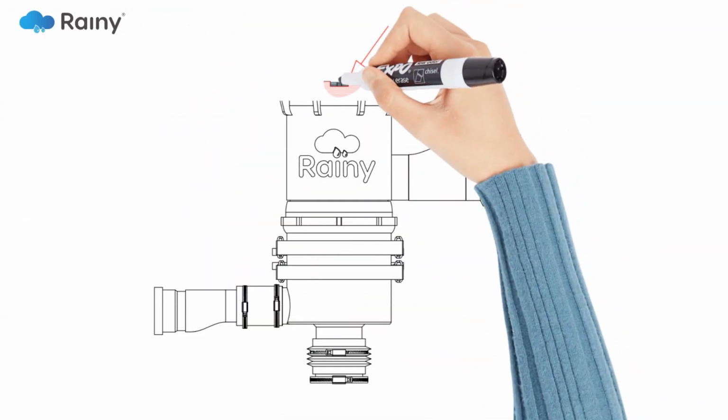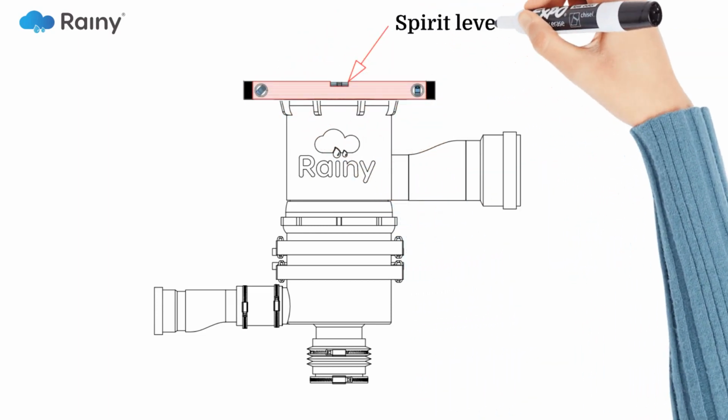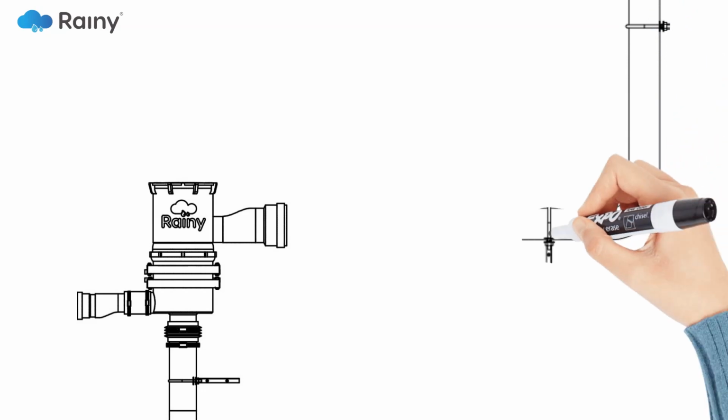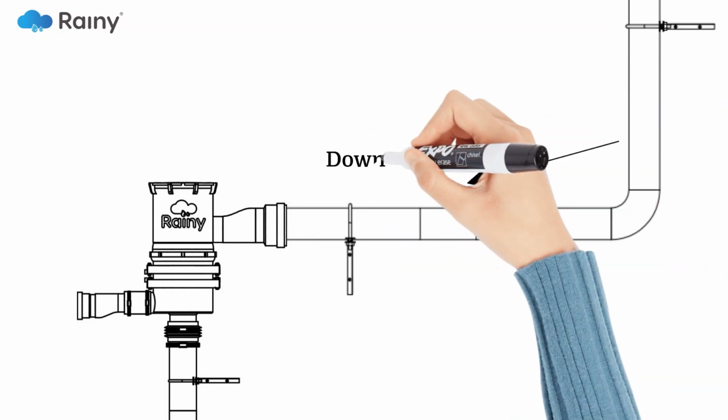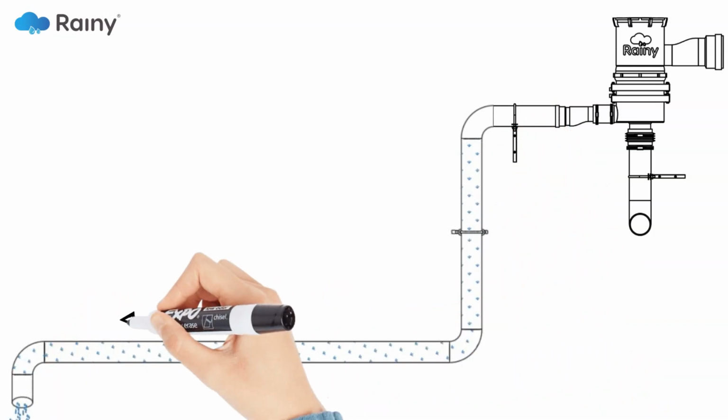Confirm that the filter is securely affixed and aligned using a spirit level. The pipe connecting to the filter's inlet should have a downward slope. Maintaining the appropriate gradient for the clean water outlet is necessary.